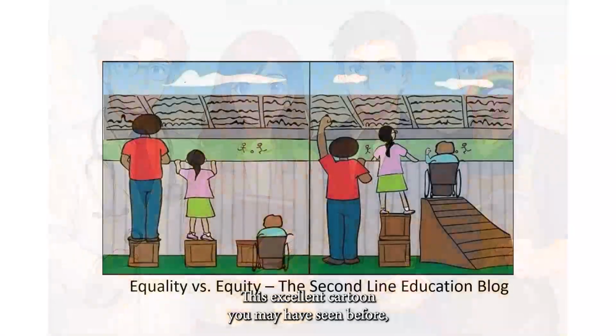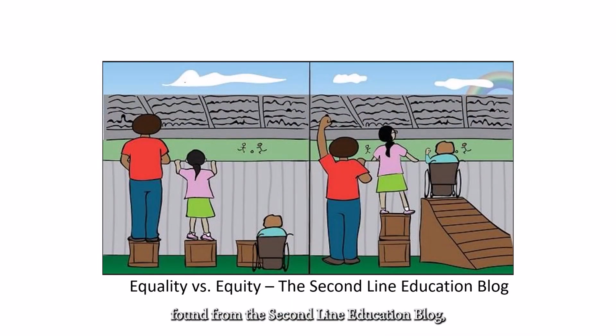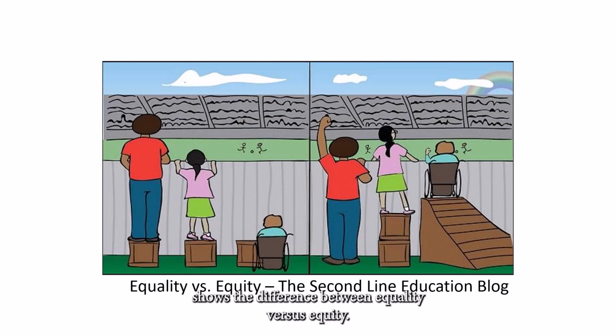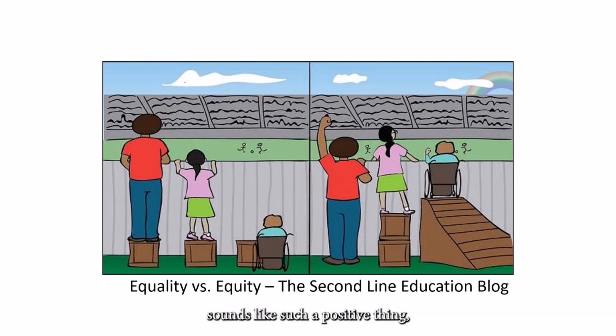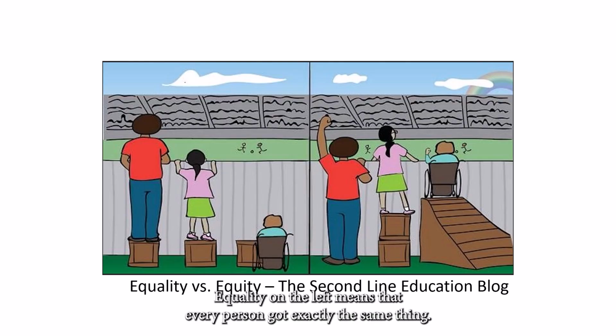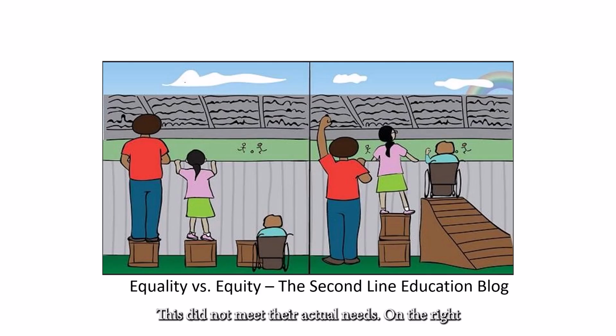This excellent cartoon you may have seen before, found from the Second Line Education blog, shows the difference between equality versus equity. And equality, of course, sounds like such a positive thing, and it is when used in the right context. In this situation, equality on the left means that every person got exactly the same thing. This did not meet their actual needs.